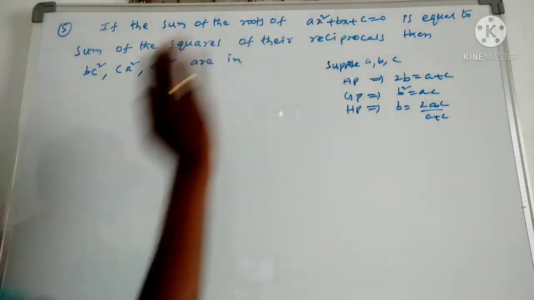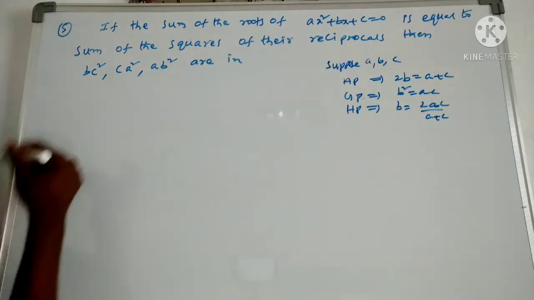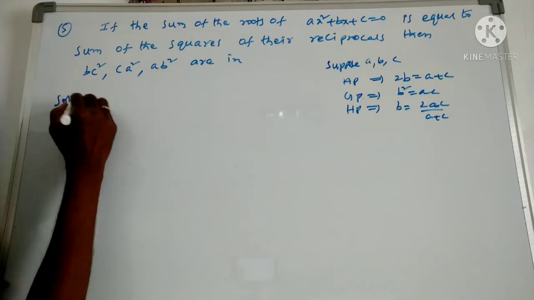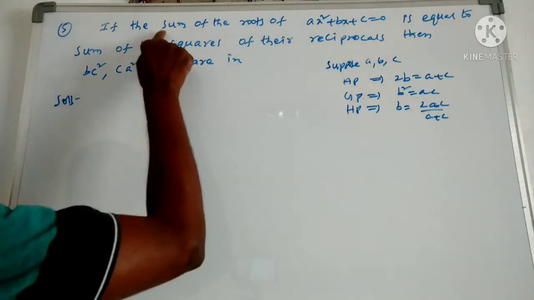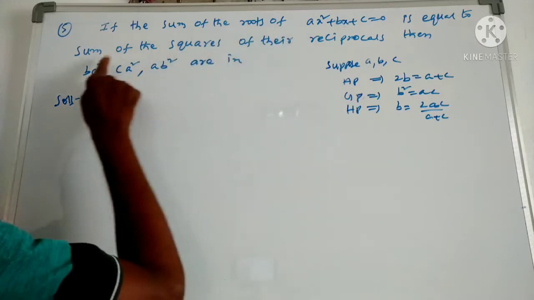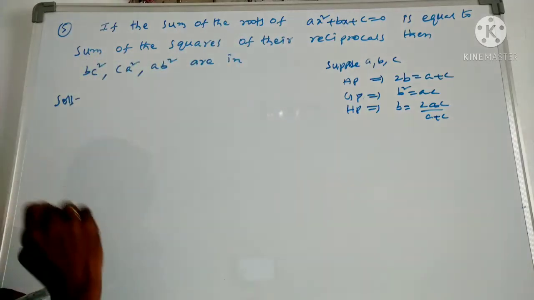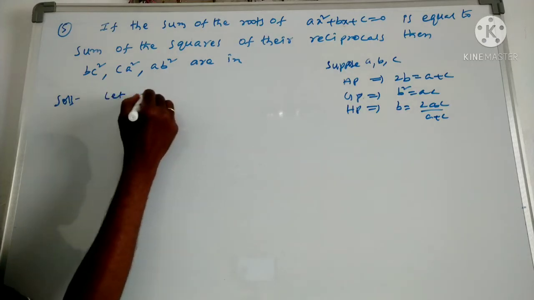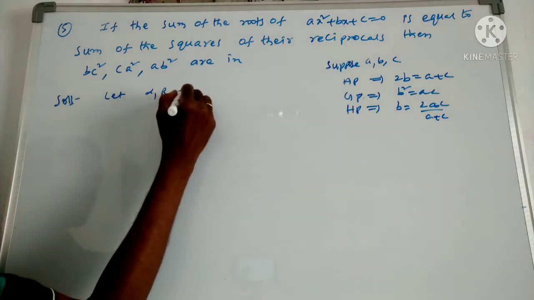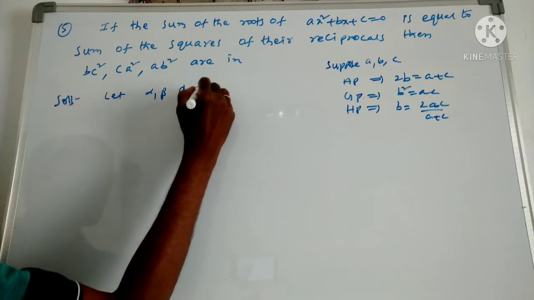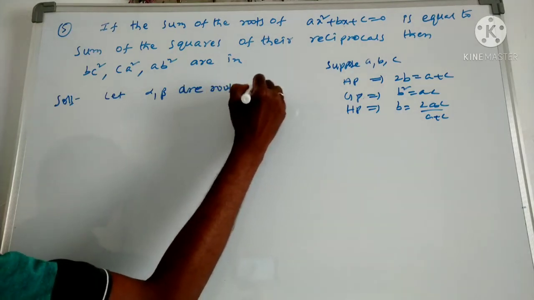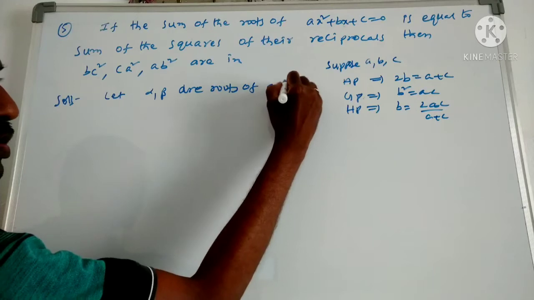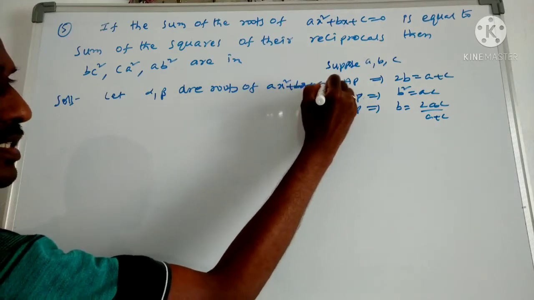So let us simplify this first. What condition have they given? The sum of the roots equals the sum of the reciprocals of the squares. So for that, let us assume that the roots are alpha comma beta. Let alpha comma beta be roots of ax square plus bx plus c equals 0.